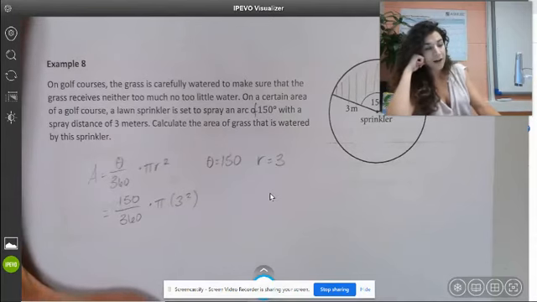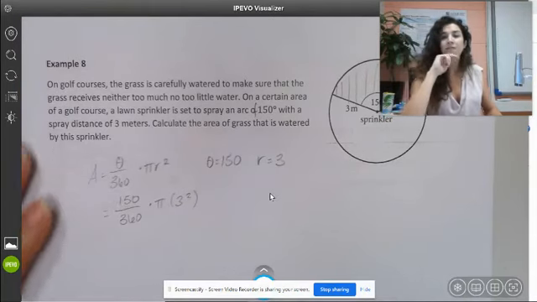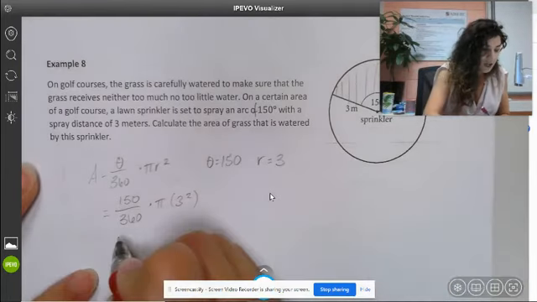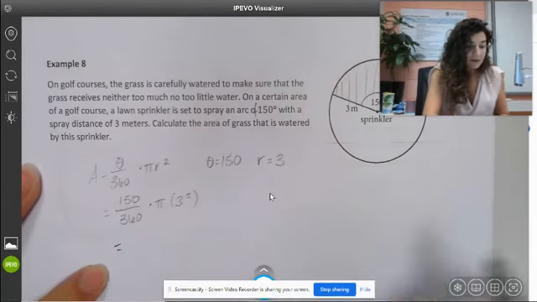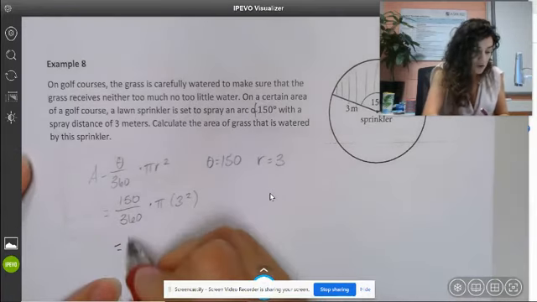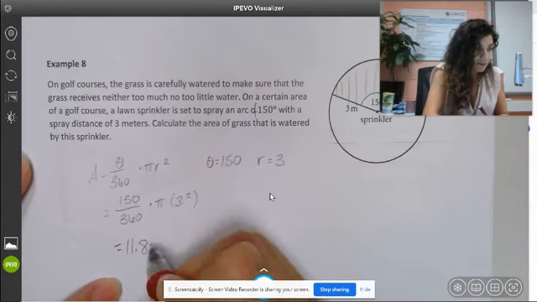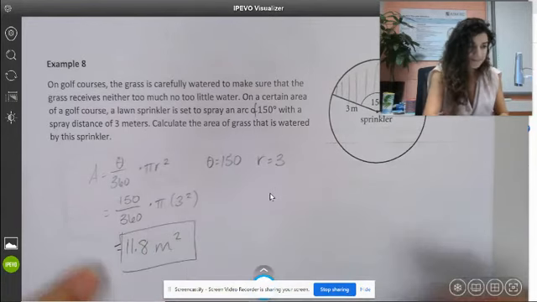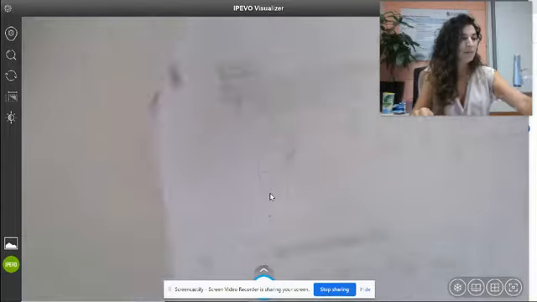Okay, with that word of caution, please go ahead and tell me what you got for the area of this sector. Multiplying this all out, since I did not tell you how many significant figures, you should always assume 3. It is 11.8 meters squared. Let's move on to the next problem.